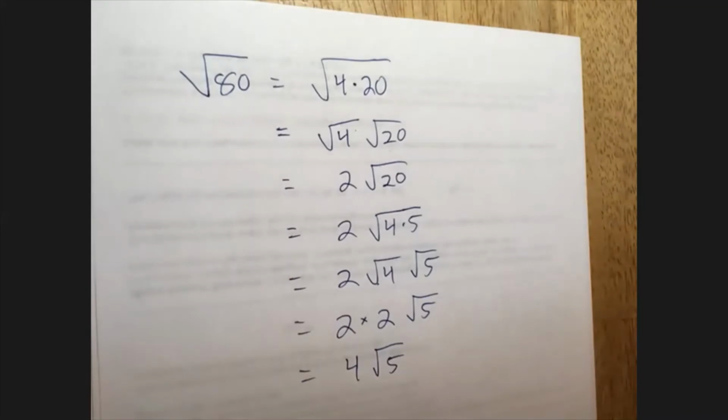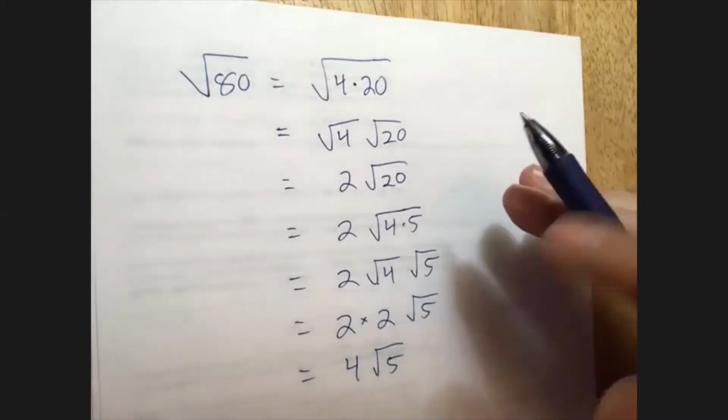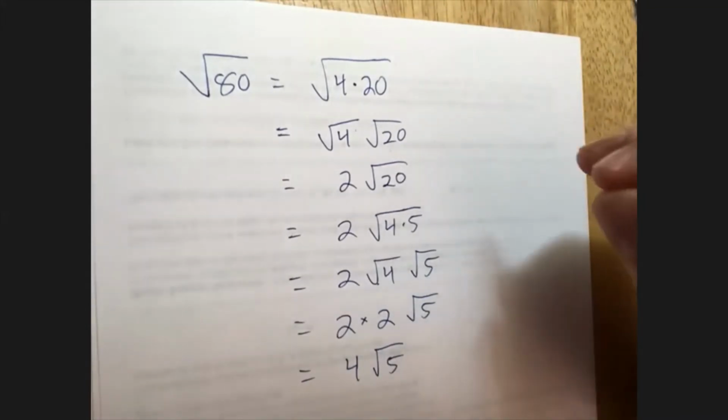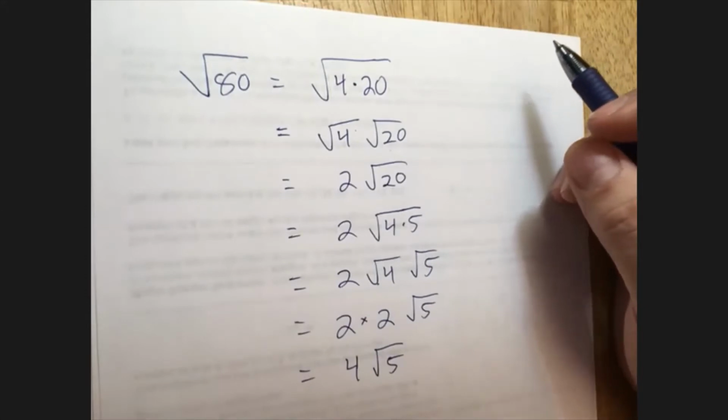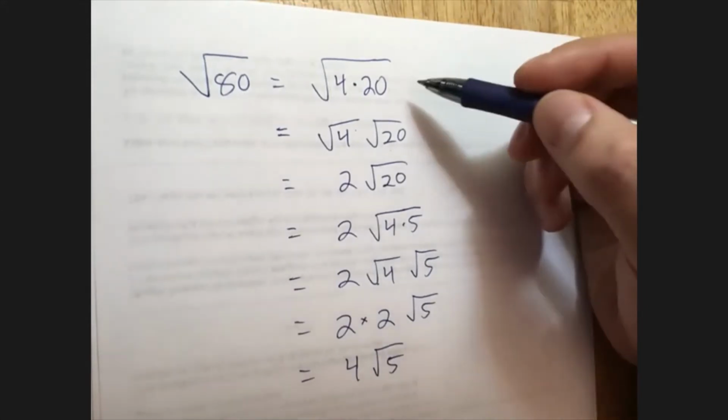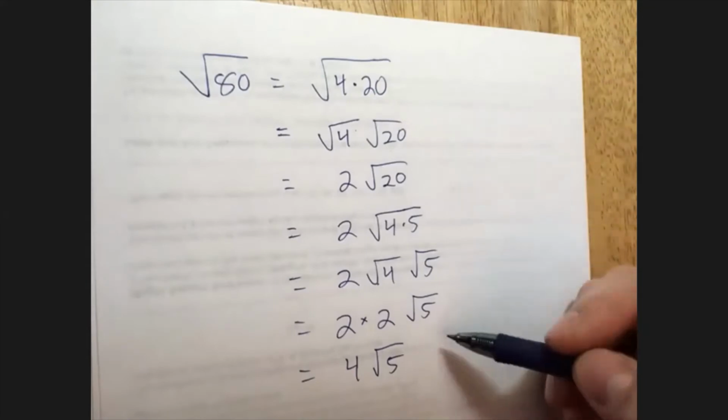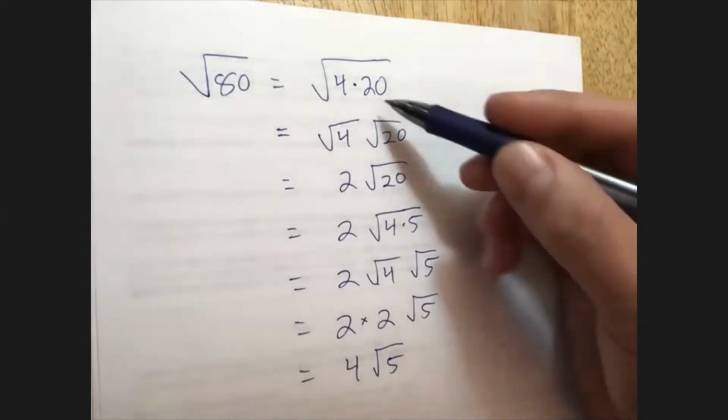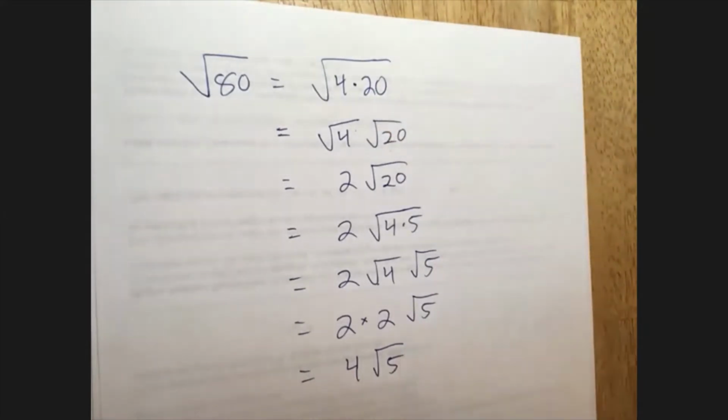So the idea is that if you can find the largest perfect square factor, which 16 was, then it'll be the quickest. Right? This process will be cut down and you'll have less to do. So you're always looking for the largest perfect square factor, but if you can't find it, it's okay. You can still get there.